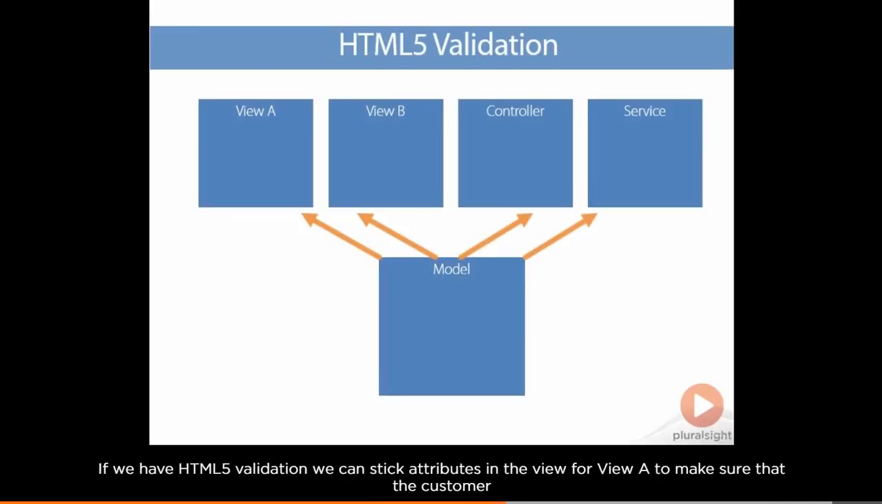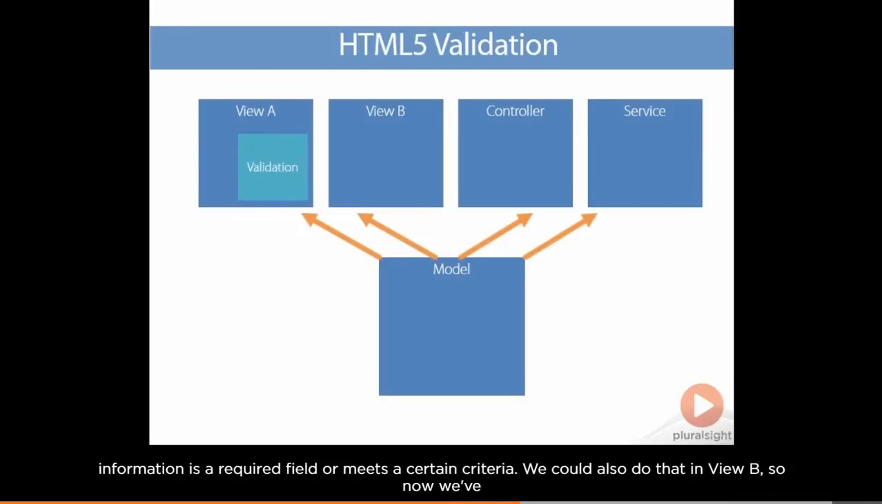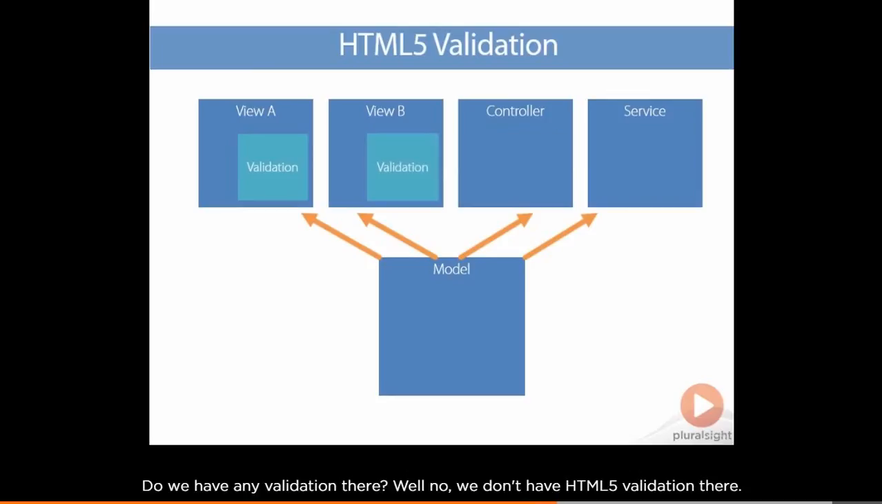If we have HTML5 validation, we could stick attributes in the view for view A to make sure that the customer information is a required field or meets a certain criteria. We could also do that in view B, so now we've copied it from one place to the other. But what happens if we change that information in a controller? Do we have any validation there?